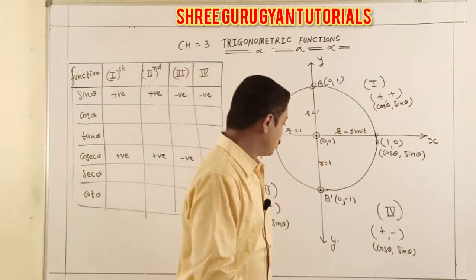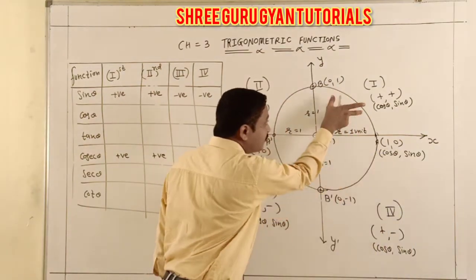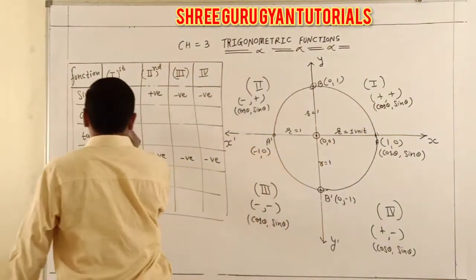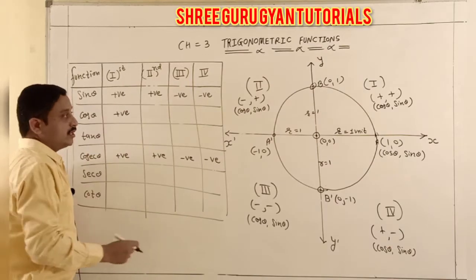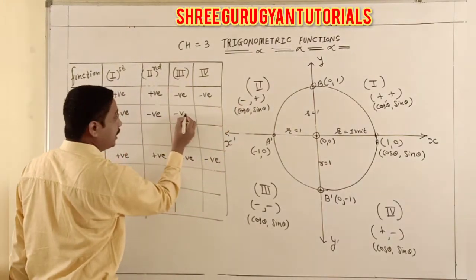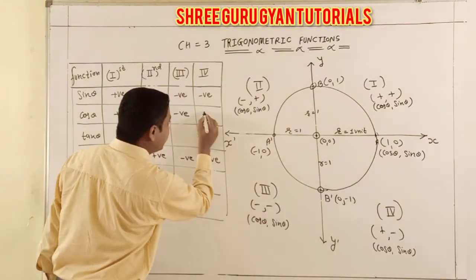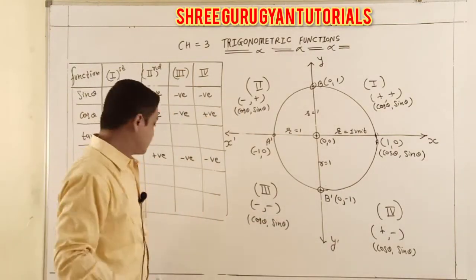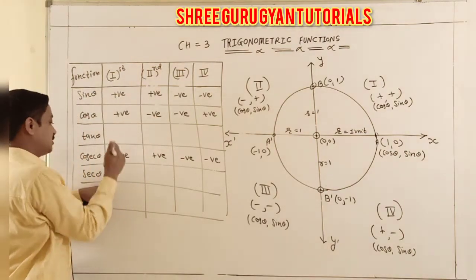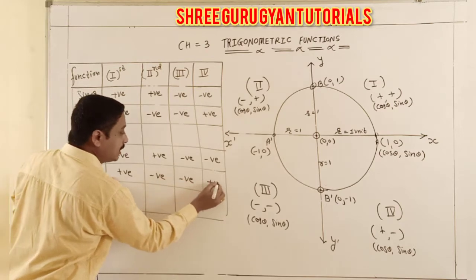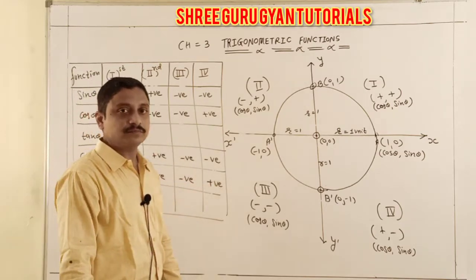Now I go to cos theta. What is cos theta in the first quadrant? It is a positive value, because here it is plus. In the second quadrant cos theta is negative. In the third quadrant, negative. And in the fourth quadrant cos theta is positive. And the reciprocal of cos is sec, you know this. So the reciprocal has the same signs: plus, minus, minus, and plus.